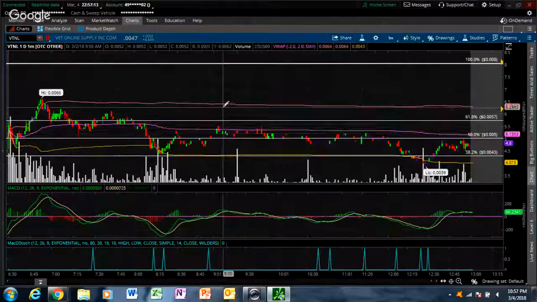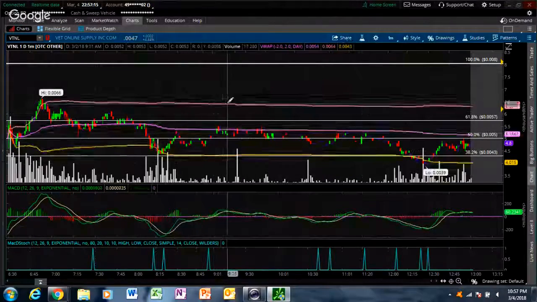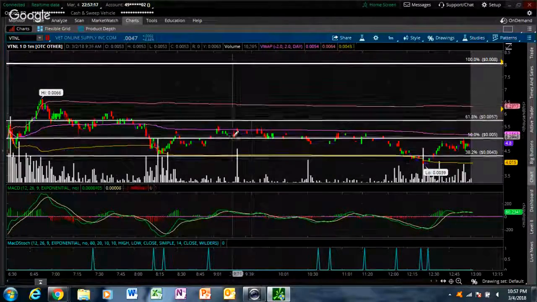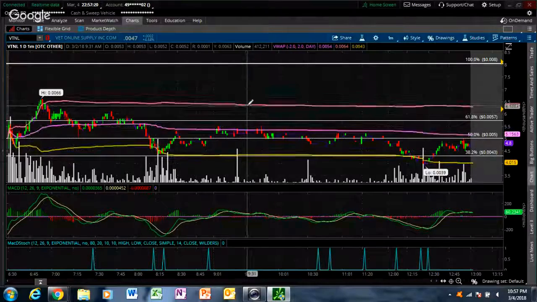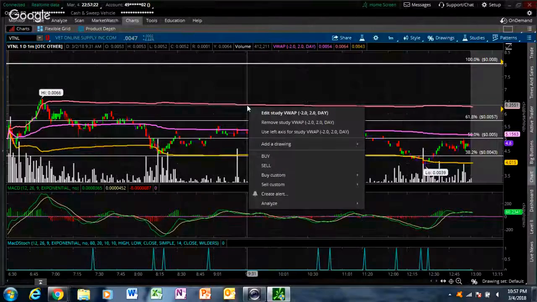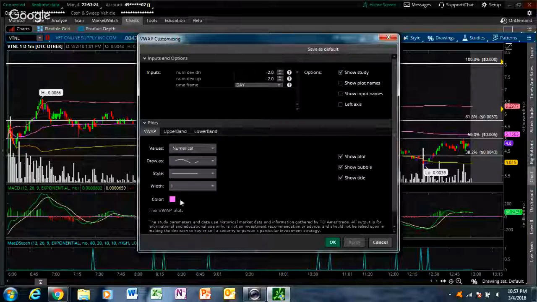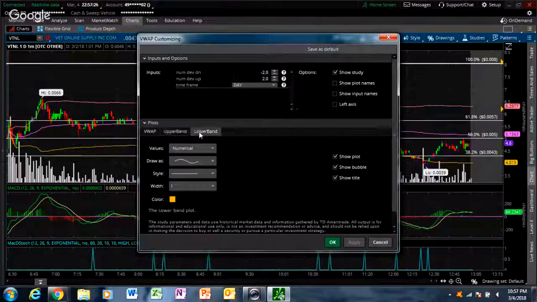Now you'll have 3 lines here. You can get rid of these lines if you want. You can keep the middle line, however you want to use it. If you right click, edit study, you can change the colors, upper, lower. You can get rid of them if you don't want to see the top or bottom. You just want to see the middle one or whatever. You can make them thicker or however you want to do it. So basically, that's how you get it on your chart to begin with.